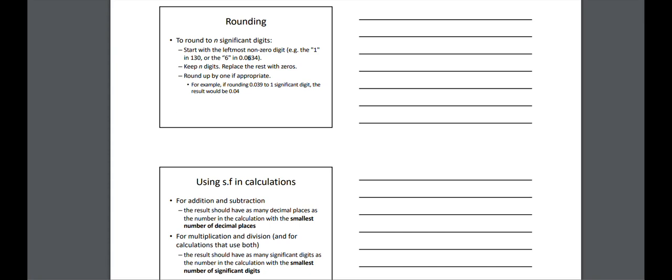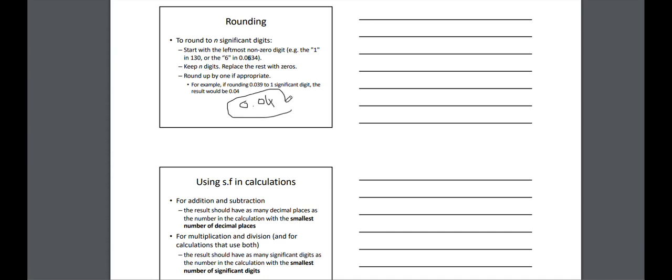Let's look at this example here. So if rounding 0.039 to one significant digit, the result will be 0.04. Why? Because you will look to the leftmost non-zero, which is the 3. So this is the number that we're trying to round. Then I will look to the number adjacent to it, next to it. Okay, number 9. Is it 5 or more, or is it below 5? It is more than 5 because it's a 9. So then the 3 will be 0.04.